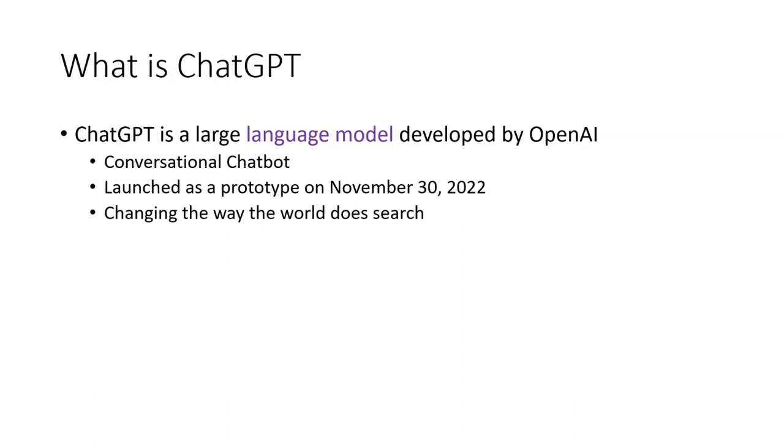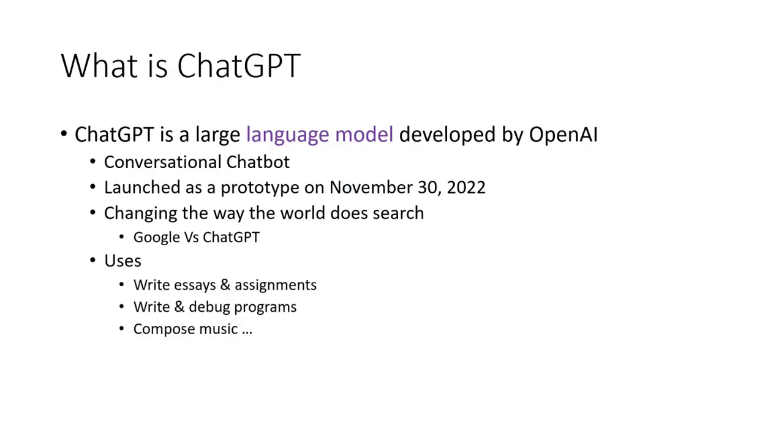It is changing the way the world does search. It obviously means it is in direct competition to Google. For over a decade, Google has been the numero uno of the search business. Now, the world is adopting ChatGPT. You ask a question and the chatbot will provide the responses. It could be for anything from writing essays and assignments, writing programs and debugging programs, which is what we are going to see in this video, and even for composing music.